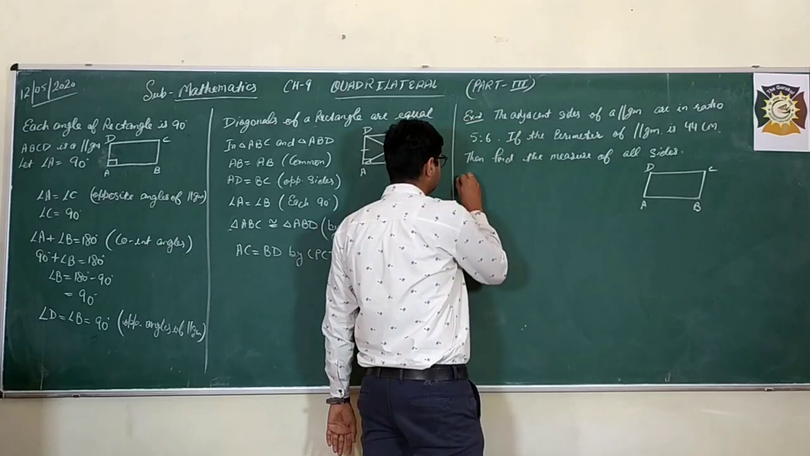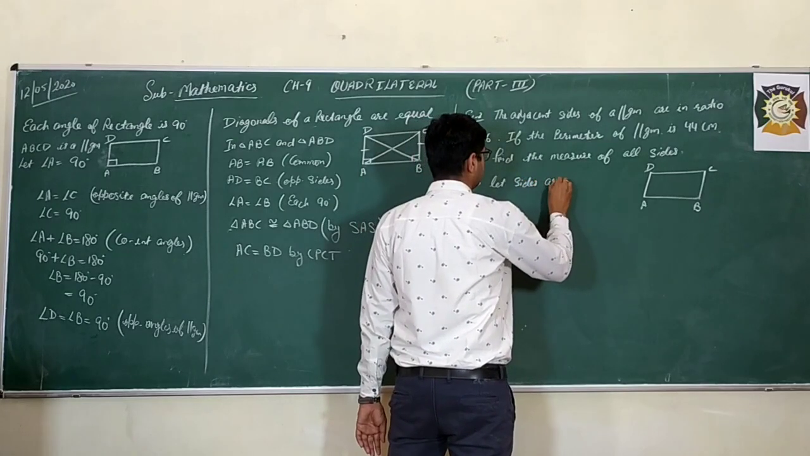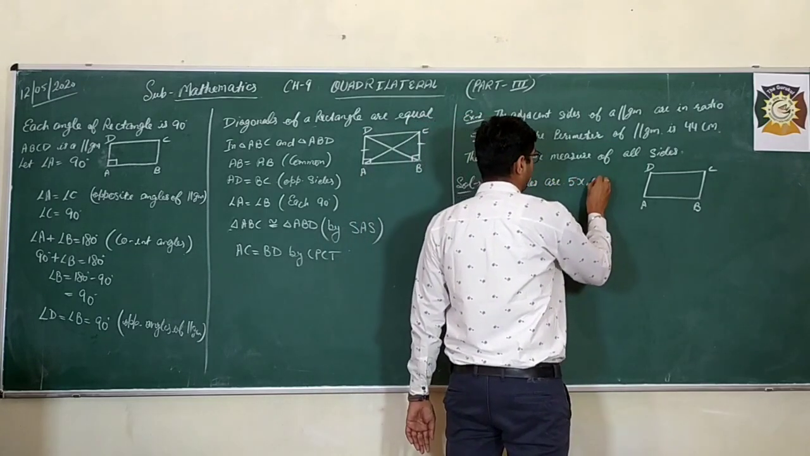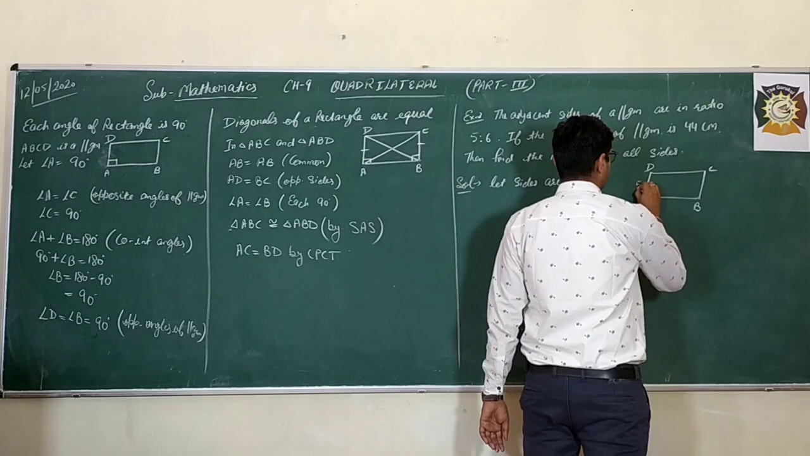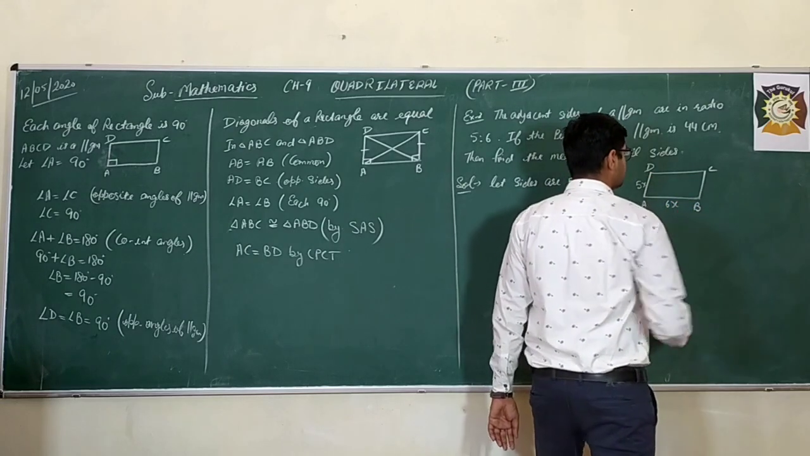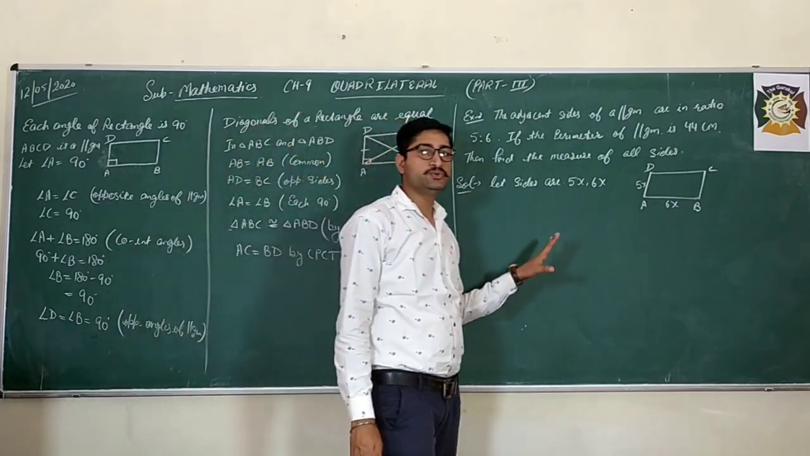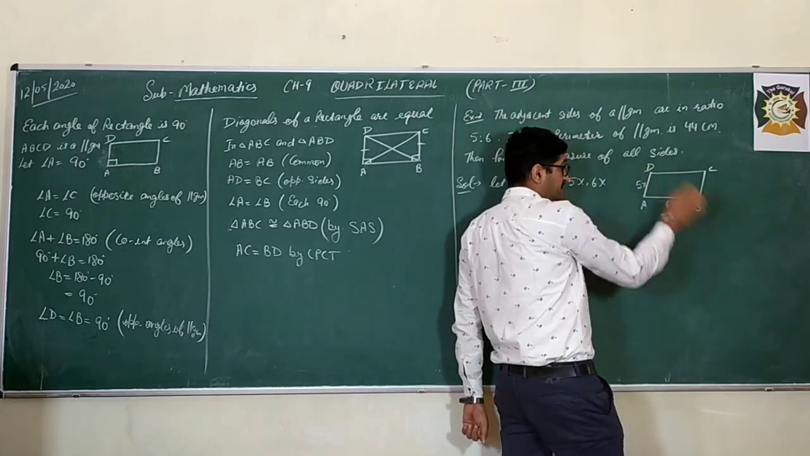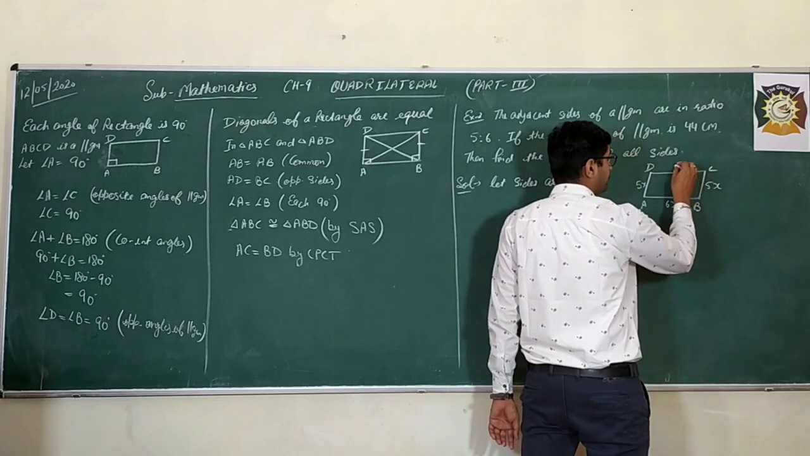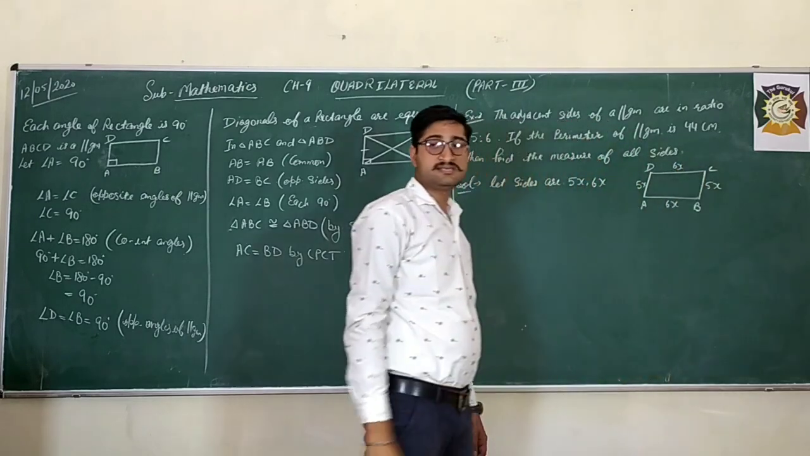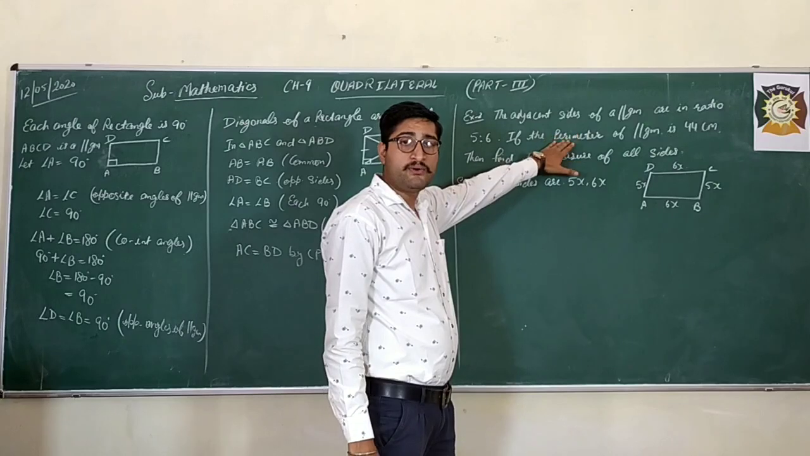So let the sides be 5x and 6x. Is it clear? Suppose this side is 5x and this side is 6x. And we know that in a parallelogram, opposite sides are equal to each other. If this side is 5x, then this side will also be 5x. And if this side is 6x, then this side will also be 6x. And what's the meaning of perimeter? Perimeter means the sum of all four sides.